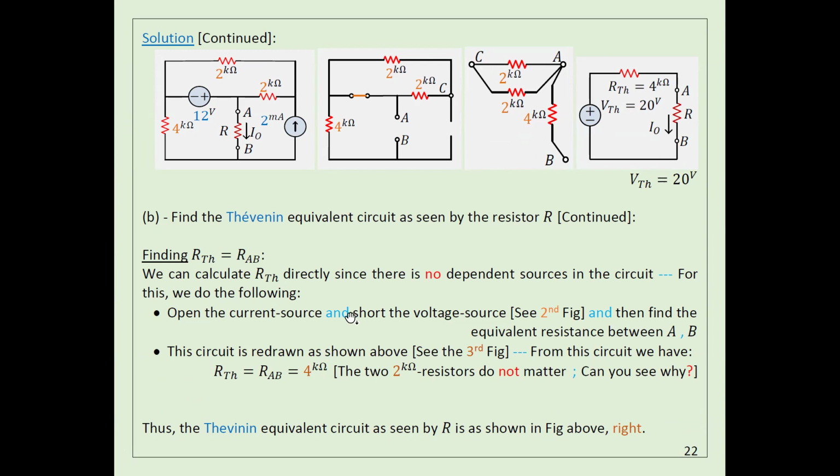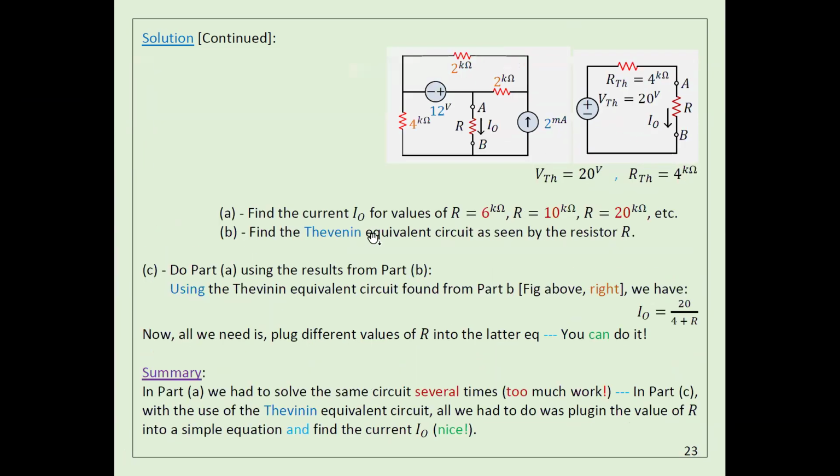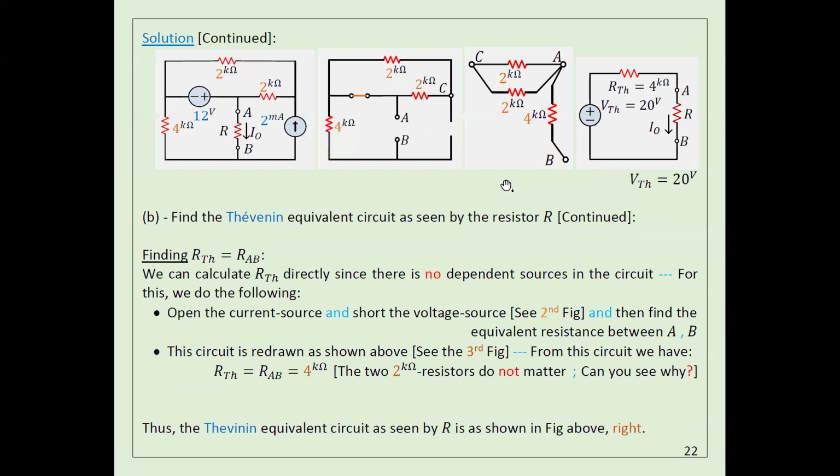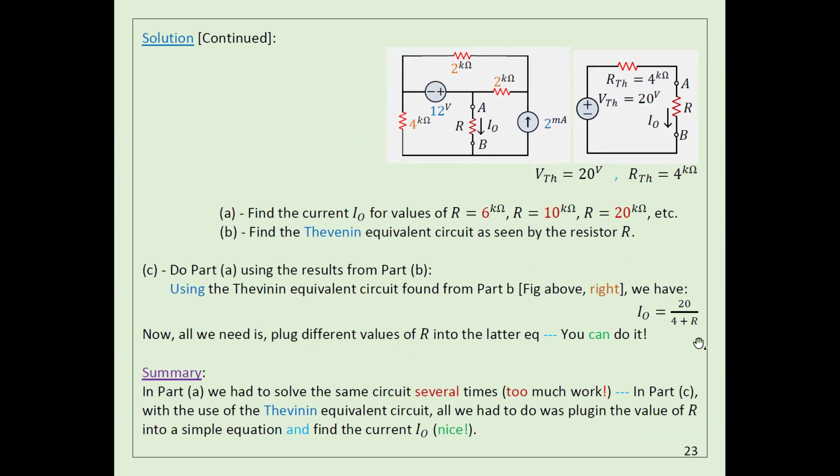So now I have found the resistance, and I already found the voltage. Now I have everything I need to calculate the Thevenin. You can see this is the circuit I now have. The voltage source, or V Thevenin, is 20 volts. The resistance here is 4 kilo ohm. Now this is the interesting part of this problem. What is the current here? The current here is just 20 divided by 4 plus R.